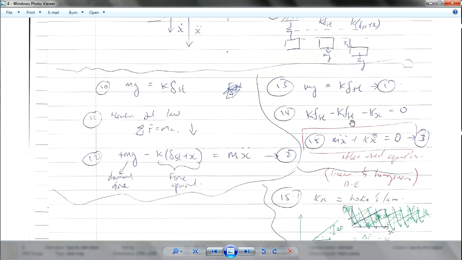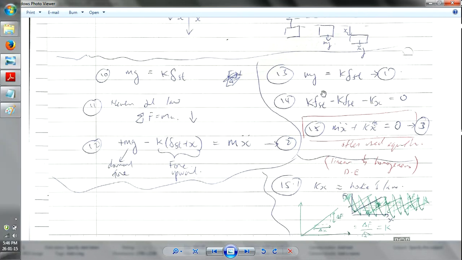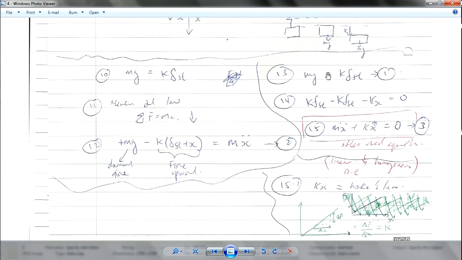This is trying to set up an equation for this thing. Since we know that mg equals k delta st, we just sub it into this equation. Since mg equals this, we sub this thing into here, and you get this one. And when you multiply k into here, you get this thing.